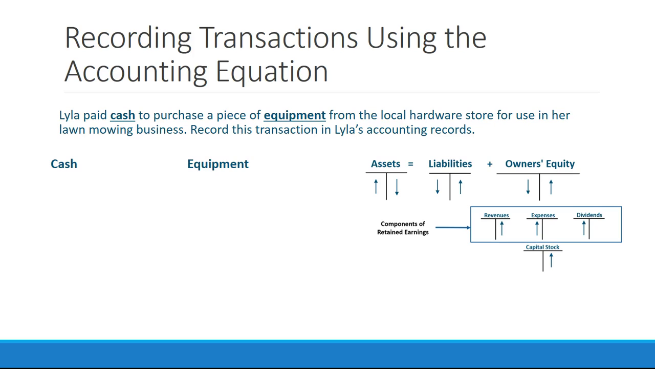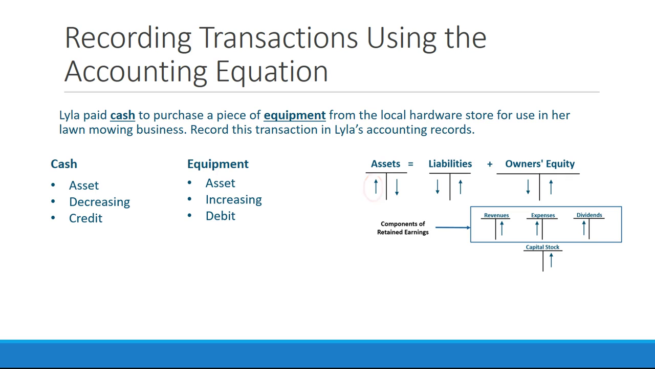Next we've got to determine what type of account these are. Cash, if you recall, is an asset. The asset is decreasing; she's paying cash out for this equipment. So how do we decrease an asset? If you look to the right side under the accounting equation, we decrease an asset through a credit. So we need to credit the cash account. Equipment is also an asset. Equipment is increasing because she's purchasing equipment. We increase an equipment or an asset account through a debit, so we need to debit the equipment account.